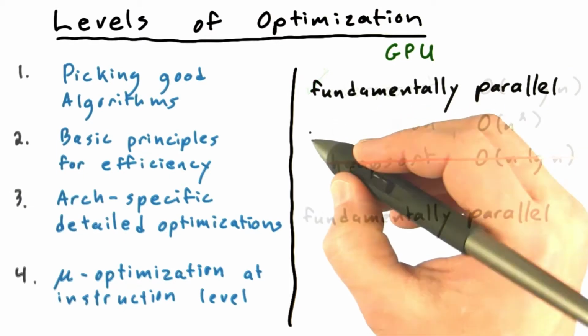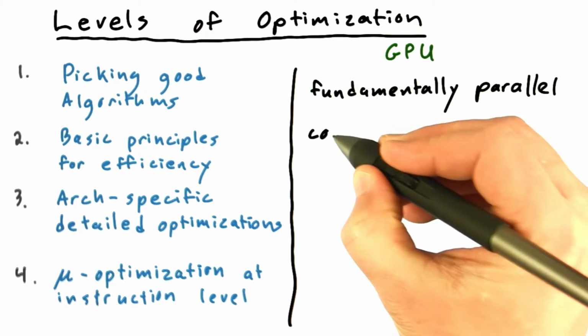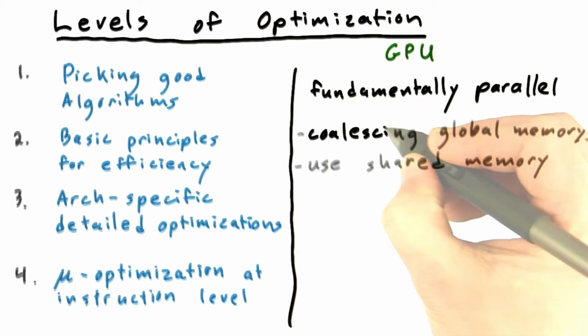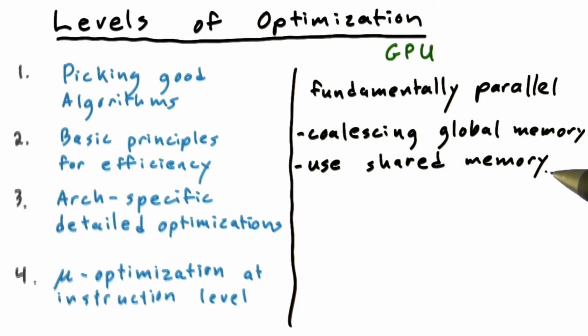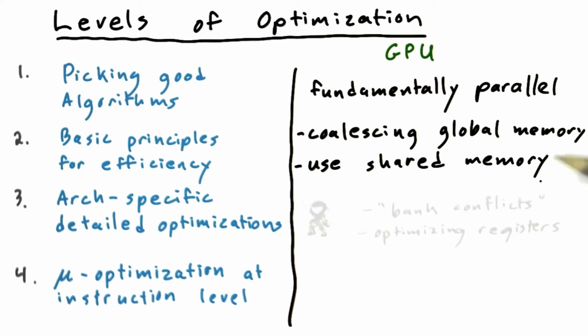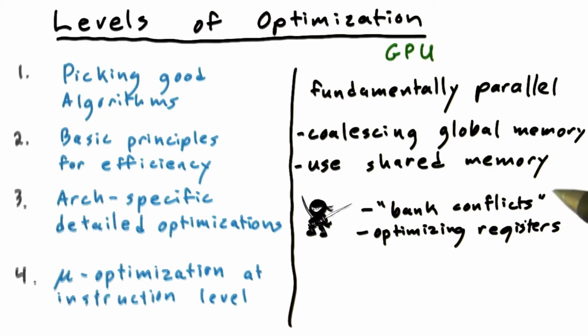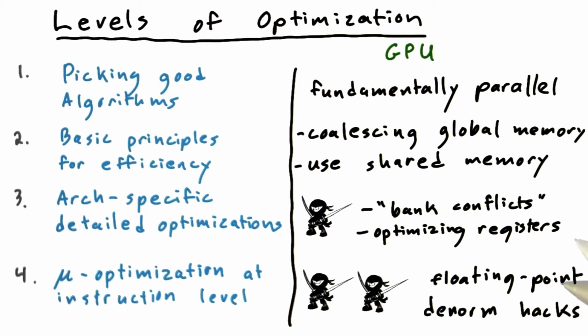In terms of basic principles for efficiency, we've already discussed some of these. A big one is coalescing global memory accesses, and another is using shared memory, which is faster, for frequently accessed data within a thread block. We'll just touch on a few GPU Ninja topics like optimizing bank conflicts in shared memory, and optimizing the use of registers. And I've certainly seen my share of GPU bit twiddling micro-optimization.